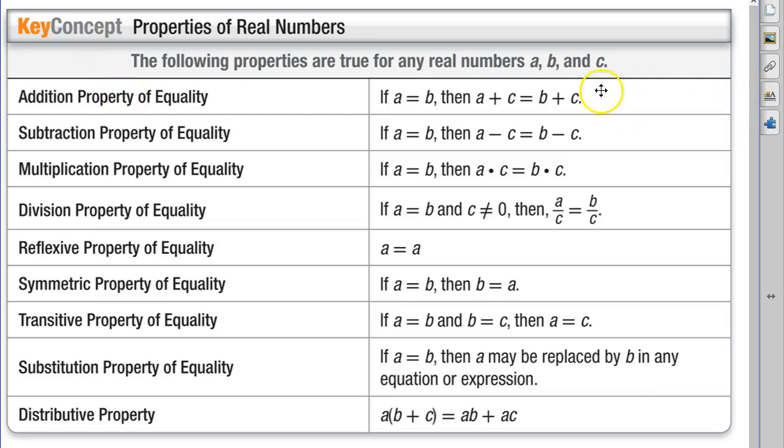Addition property of equality: add the same thing to both sides, you're fine. Subtraction: subtract the same thing from both sides, you're fine. Multiplication: multiply both sides by the same thing, you're fine. The division property is the same except you can't divide by 0. That's the only difference. Now these next 3 properties are ones we're going to use quite a bit, off and on, throughout the next few chapters. The reflexive property is like a reflection. It just states anything is equal to itself.